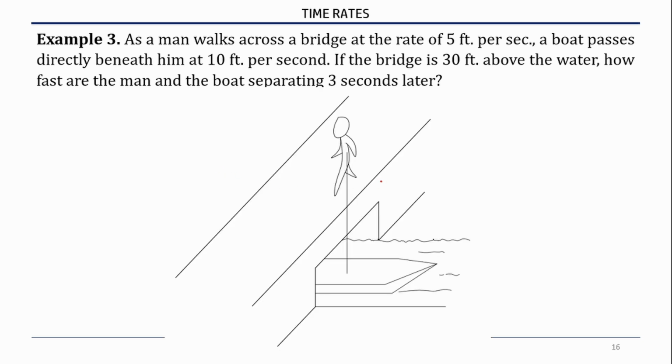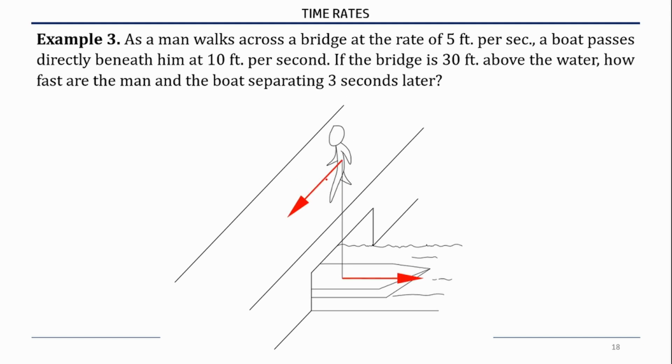So we have a man, nasa bridge siya, tapos naglalakad siya. Tapos at the same time, sa ilalim niya may dumaan na bangka. So, in the figure, the man will be moving towards this direction and the boat will be moving towards this direction. And then, ang hinahanap sa problem, how fast are the man and the boat separating 3 seconds later? So, kung yung man, he will move towards this direction and the boat will move towards this direction. Yung distance between them is this line.